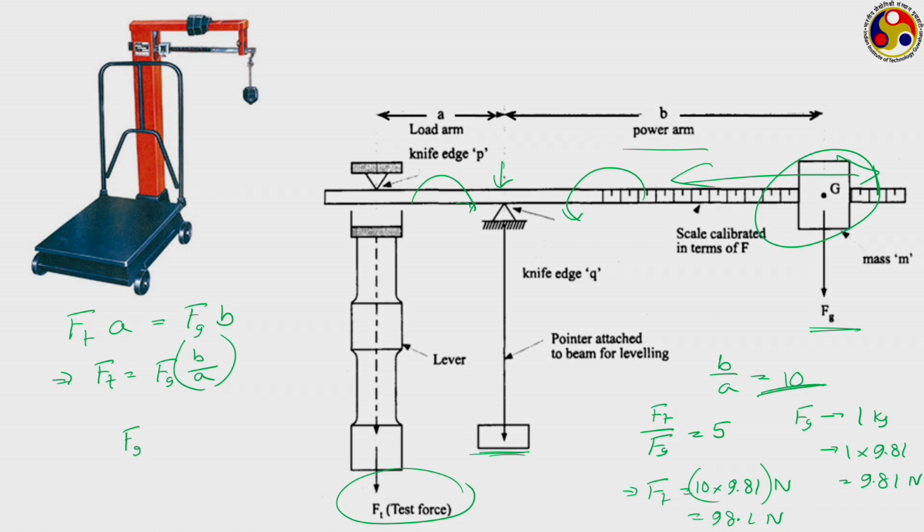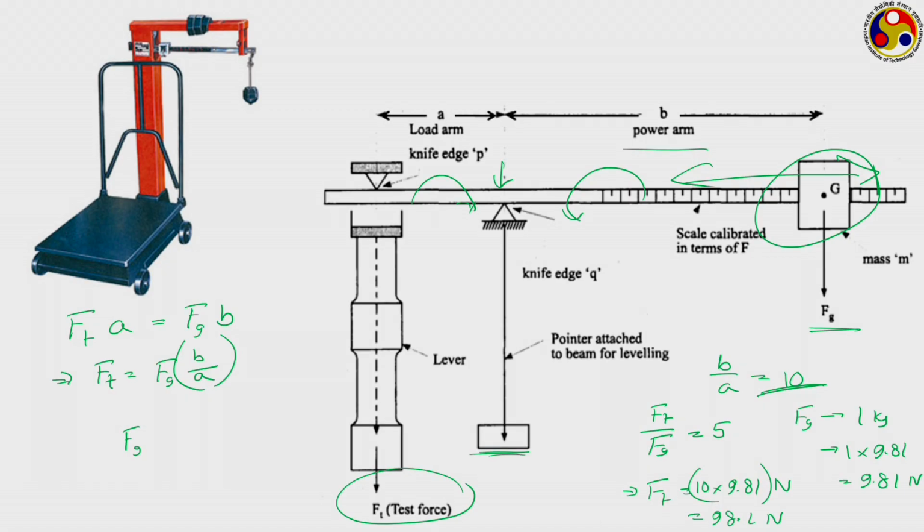Commonly B by A is greater than 1, significantly greater than 1, but if the situation requires, sometimes we can also make it less than 1, thereby allowing some standard masses to measure much lower values of force. So, this way non-equilibrium balances with non-equal arm lengths can provide us measurement over quite a wide range of forces.